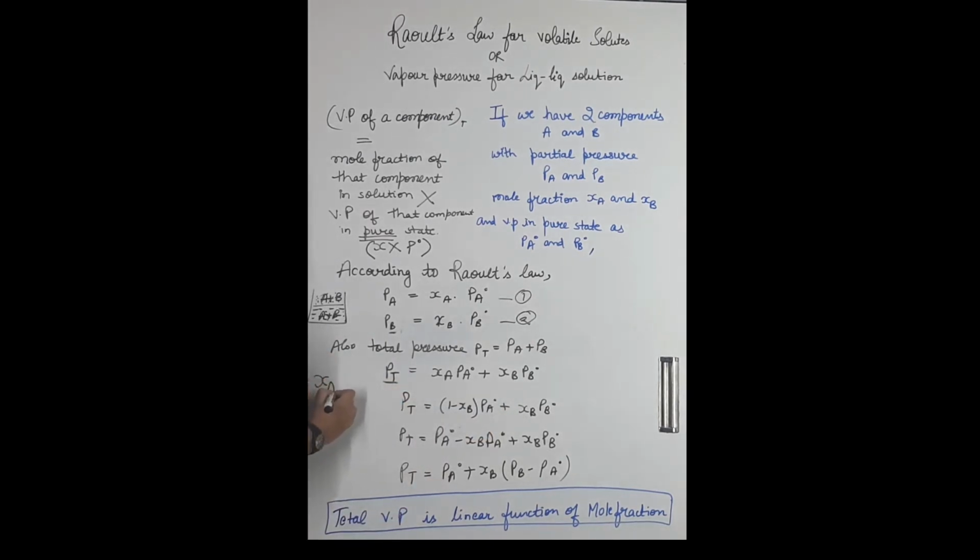Also, all of you know that XA plus XB is equal to 1. This we have done in our mole fraction concept. The mole fraction of the components present in the solution always sums to 1. So here you can say that XA is equal to 1 minus XB. Using this we put in the value of XA as 1 minus XB into PA naught. Everything else is as such, we have only put in the value of XA.